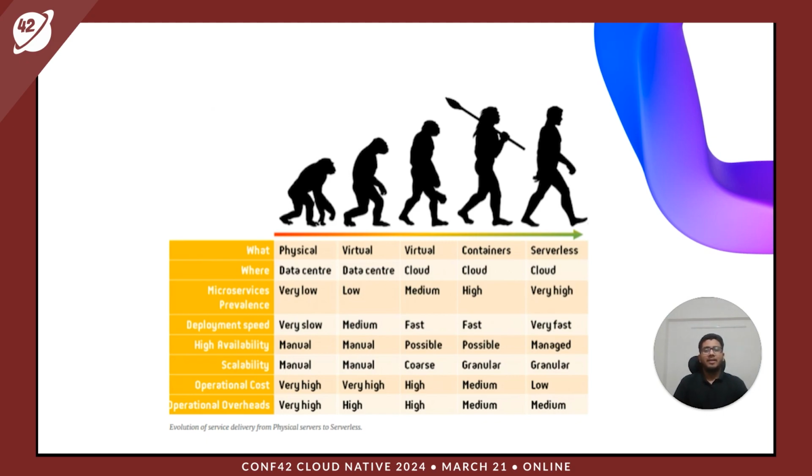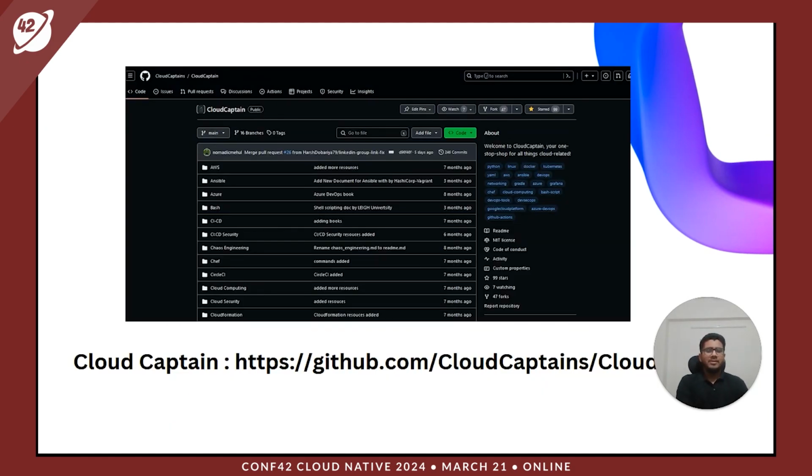Firstly, how humans shifted from the animal stage, then the physical, virtual, and continuous, and then came serverless. So you can understand each and every aspect, like deployment speed, availability, scalability, and operation cost.